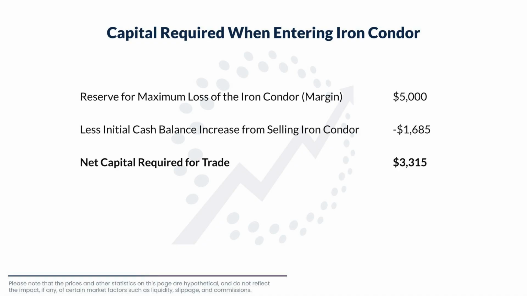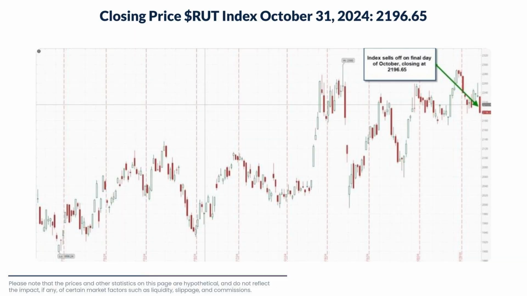Your broker is going to give you a credit against the margin. In other words, because it recognizes your cash balance just increased. So now you could see why we're saying that your iron condor required capital in this case of $3,315. So let's now move to October 31st, the day that the trade expires.